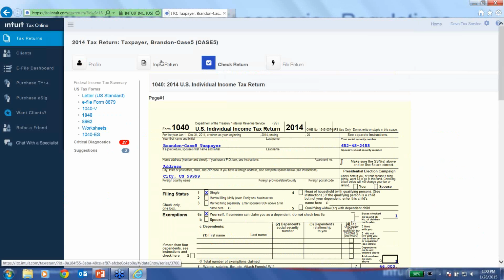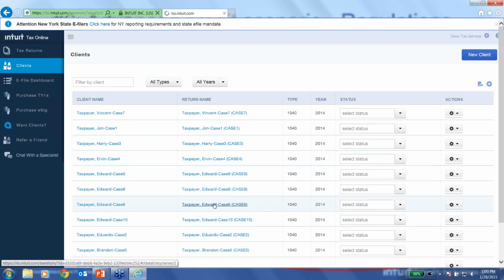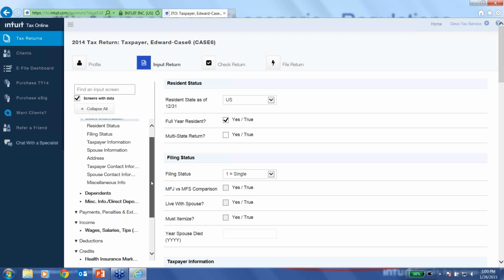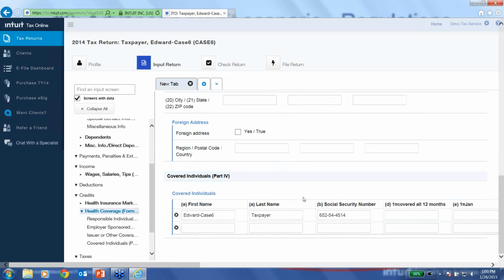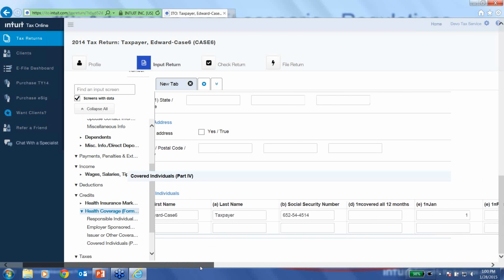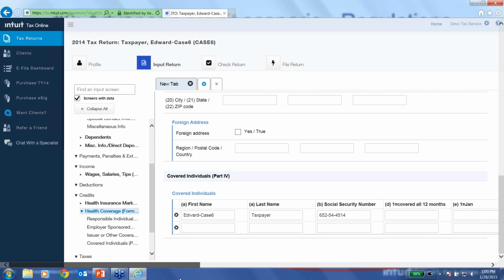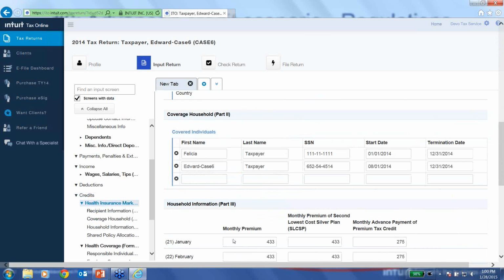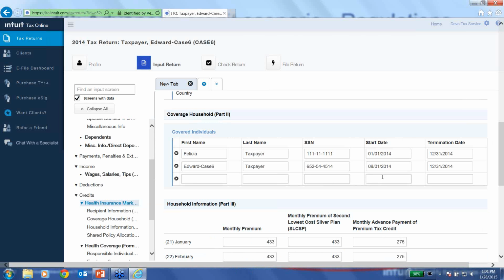Okay, now we'll go out to the return. Use case number 6. First go to the 1095-B, and we'll find out that Edward had coverage January through July. And then we'll go over to the 1095-A, and we'll see that Felicia, his daughter, had coverage through the marketplace for the entire year. And then Edward got on board from 8/1 all the way to the end of the year to the marketplace.